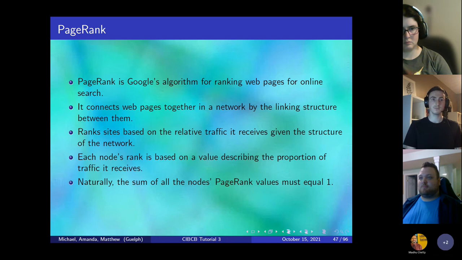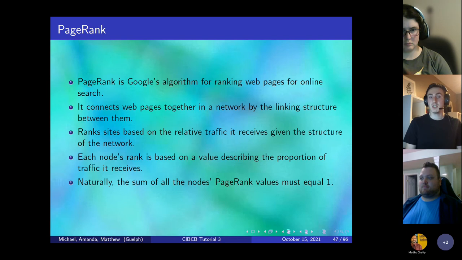The second method is PageRank. PageRank is Google's algorithm for ranking web pages for online search. It connects web pages together in a network by the linking structure between them, so literally the hyperlinks that you would click to get from page to page. This is the input for PageRank, a network, and similarly we will use a network, and it ranks sites based on the relative traffic that it would receive given the structure of the network.